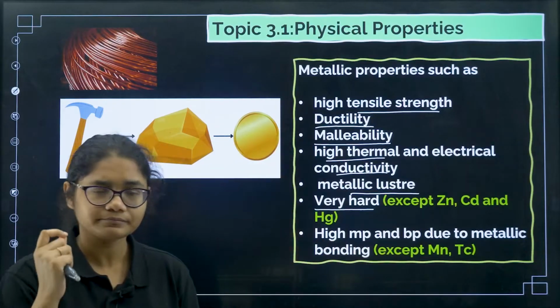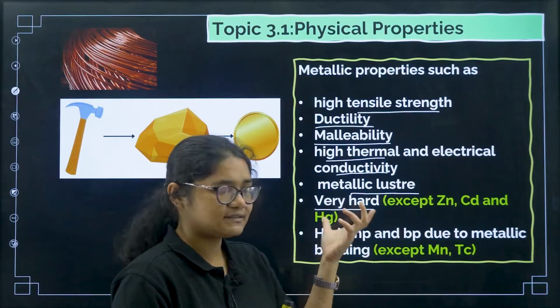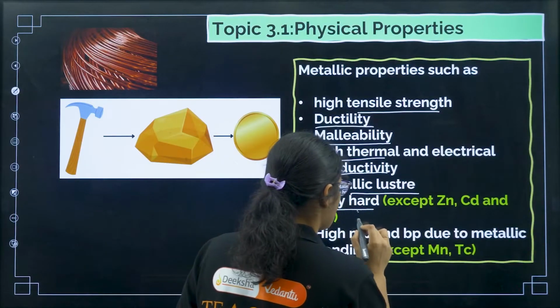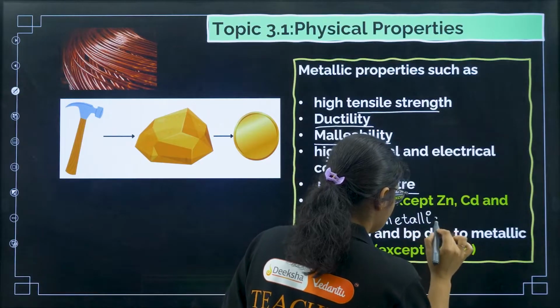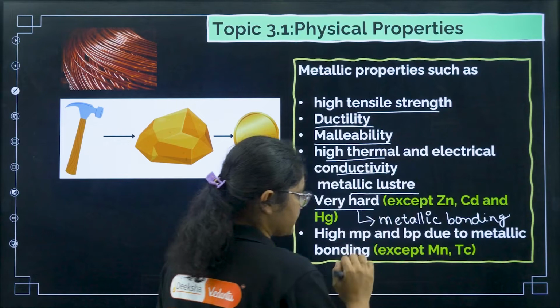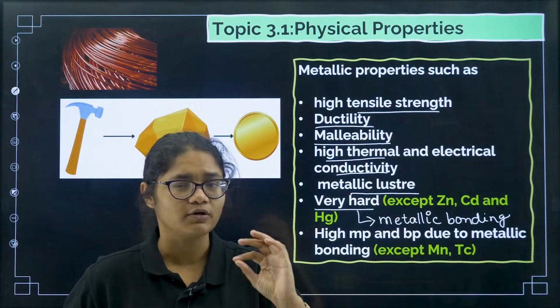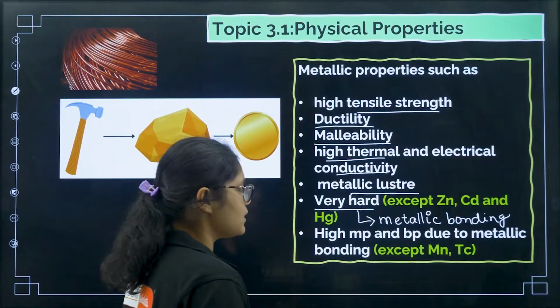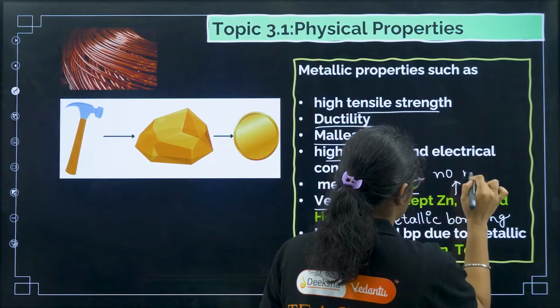These transition elements are very hard. What is the reason for this? The reason for this hardness is metallic bonding. Here also there is an exception: zinc, cadmium and mercury are not very hard. What is the reason for this? They do not have metallic bonding.